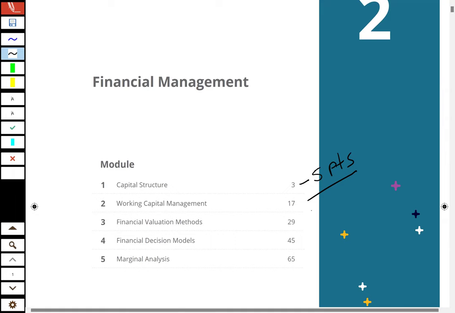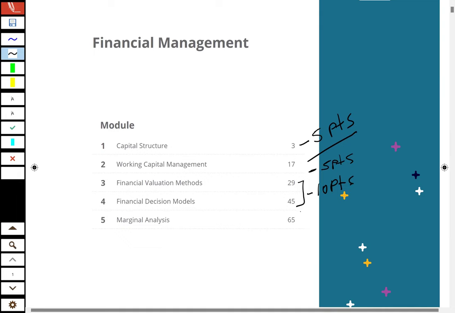We'll get to working capital management. That tends to be about 5 points on the exam. Financial valuation models and financial decision models tend to be about 10 points. This is where we'll start getting more into managerial accounting aspects of the discussion that have been on the exam for a long time, or things that examiners have always focused some time on. We'll talk a little bit about marginal analysis together. We probably won't get to the stuff on the bottom part of this until next week. That tends to be about 5 points.